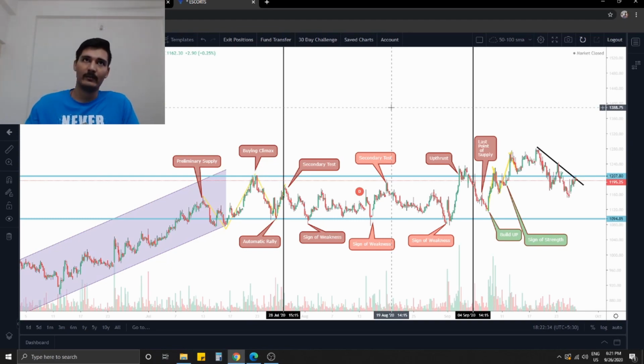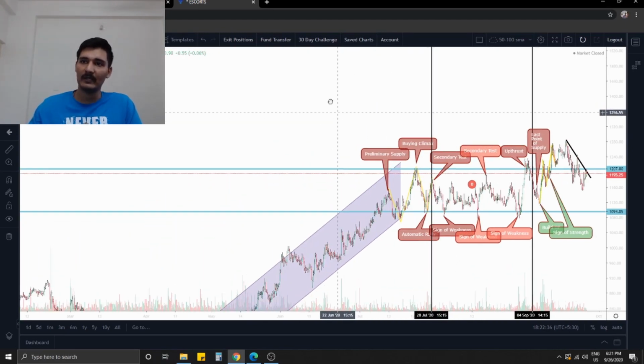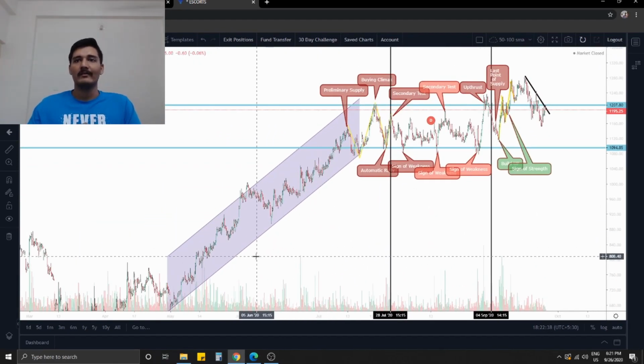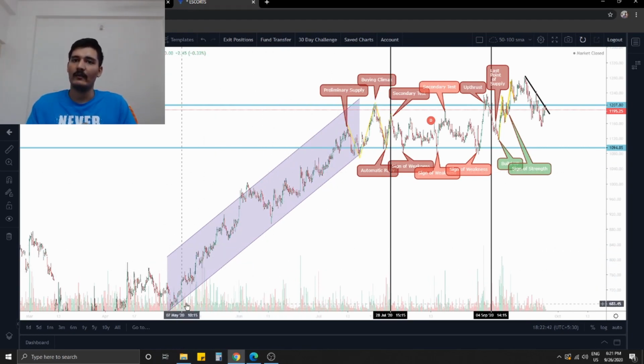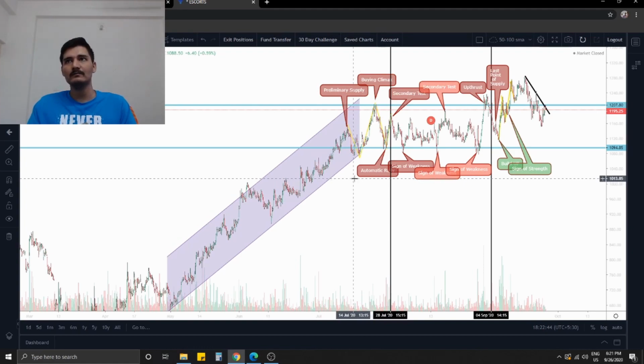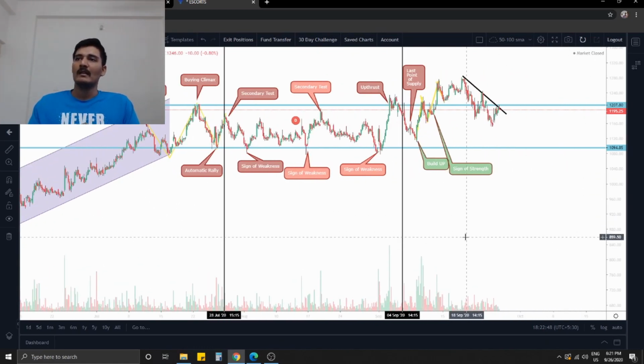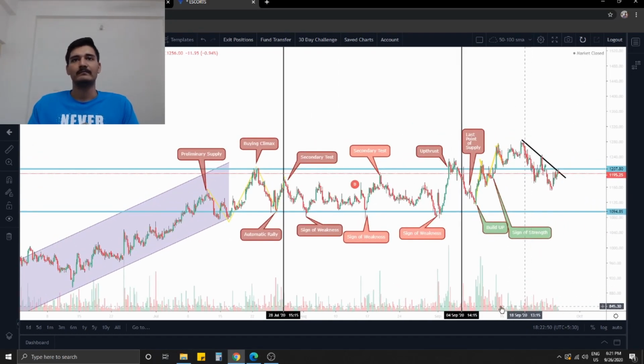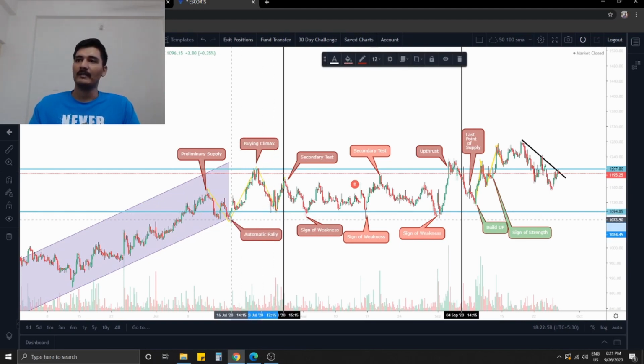That is Escorts, same hourly time frame, confirming the first and very basic thing: we need an uptrend previously. So I have drawn a channel just to highlight that from May to July, 3 months of uptrend, 720 to 1200.